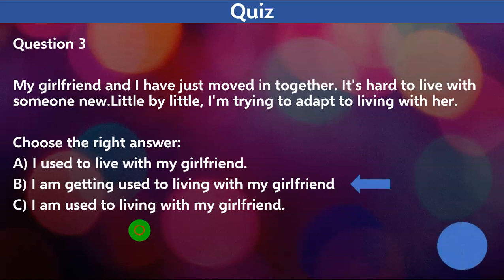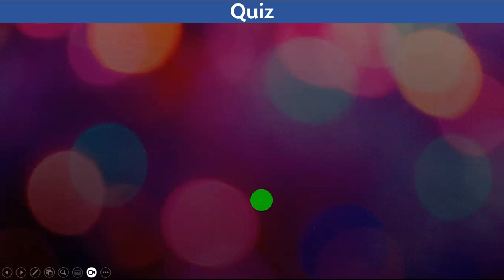All right, the answer is B. I am getting used to living with my girlfriend, right? Because it says little by little, I'm trying to adapt to living with her, right? So I'm getting used to living with my girlfriend. Okay, it is still in the process. Let us move on to number 4.